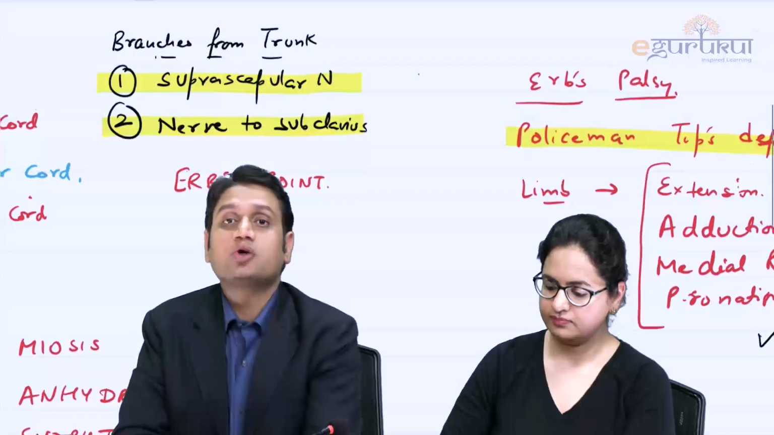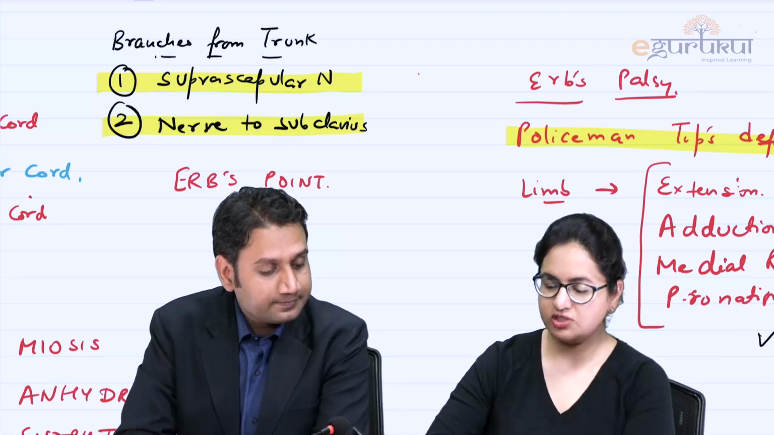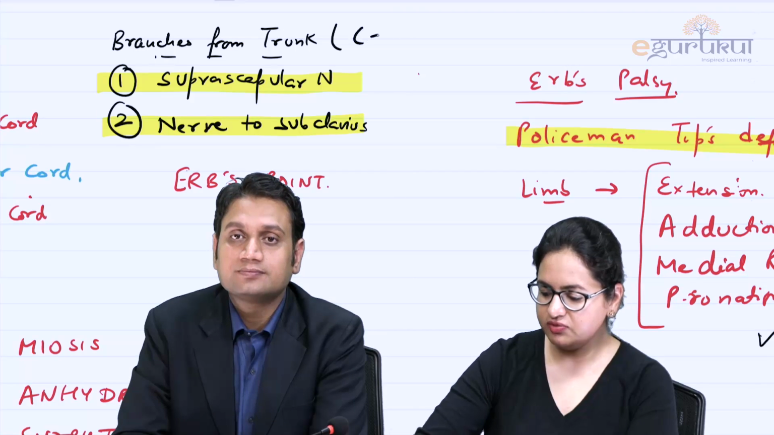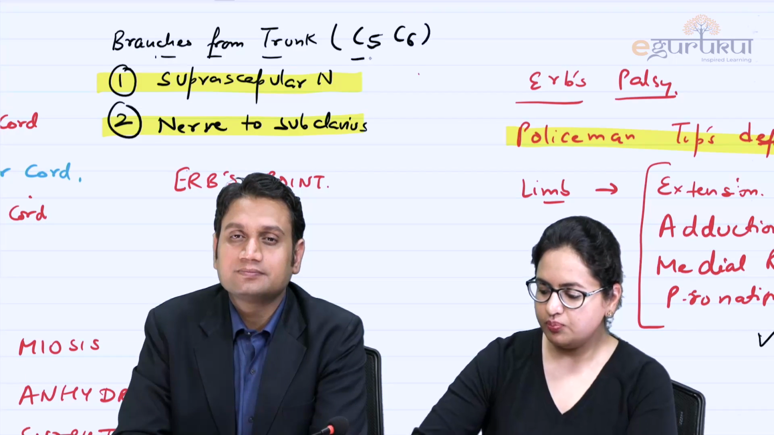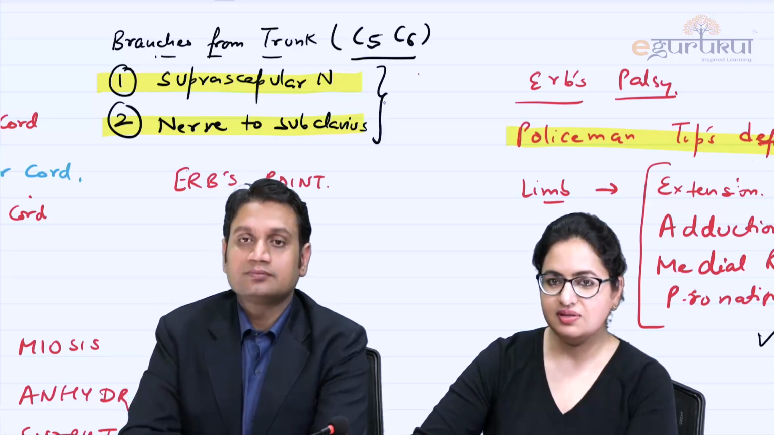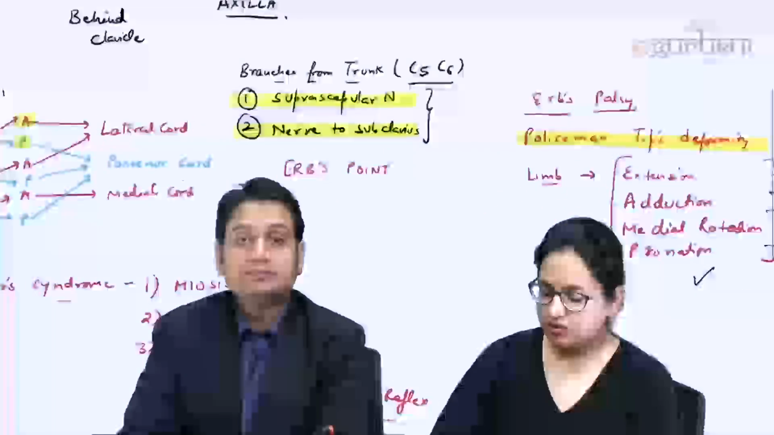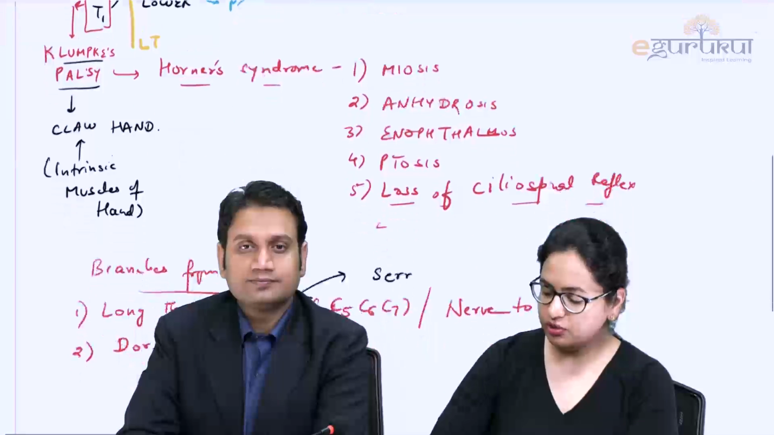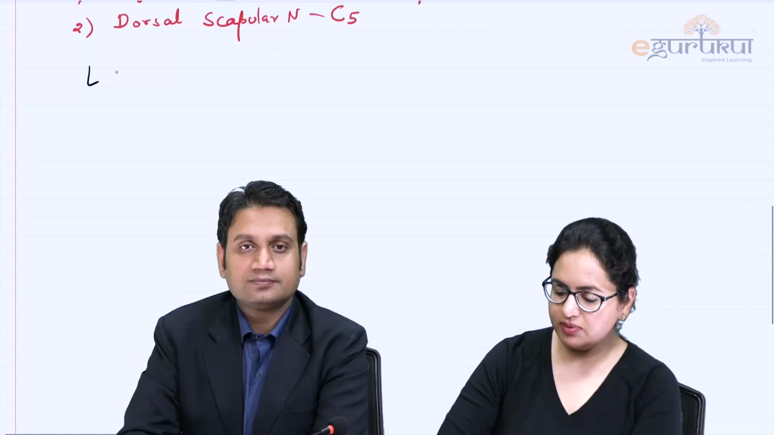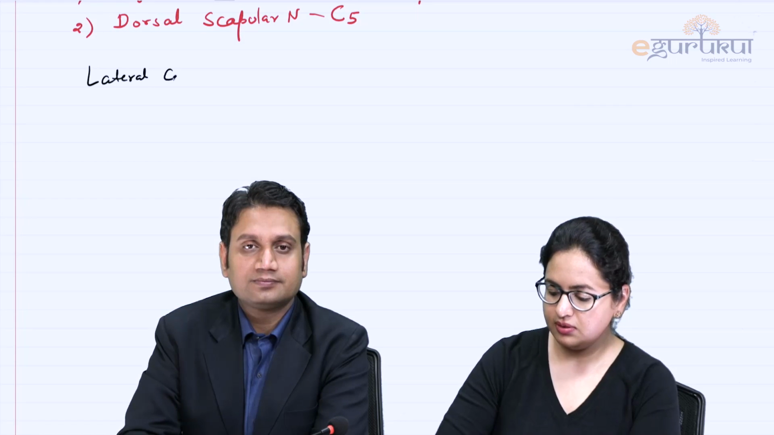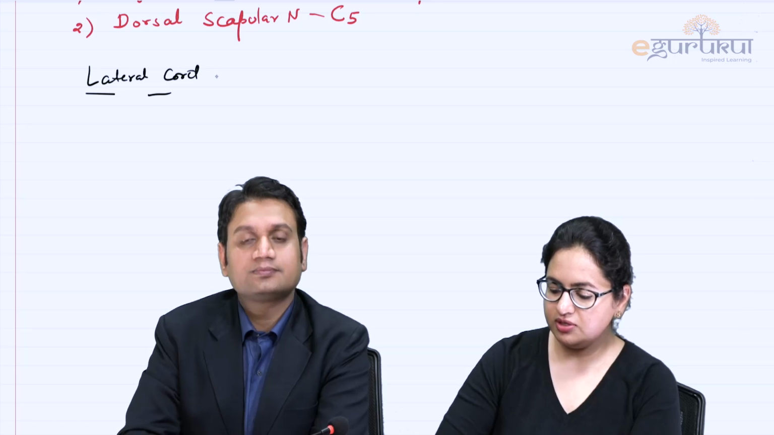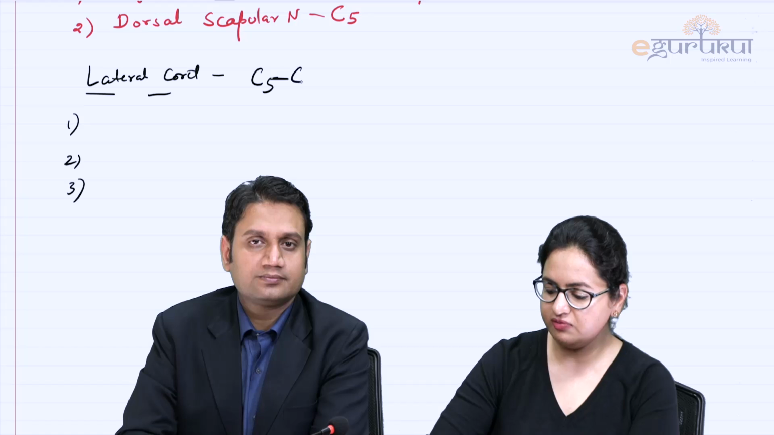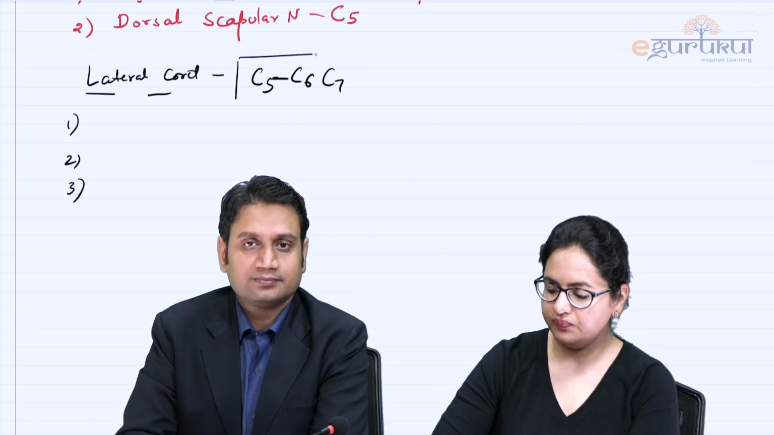Now moving on to the cord. Just before moving to the cord, for the branches given from the trunk, as we have just mentioned, we should know the root value. Both have the root value C5 and C6. Now we move to the branches from the cords, starting with the lateral cord. When we talk about the lateral cord, it gives 3 branches, and all 3 branches of the lateral cord have the root value C5, C6 and C7.